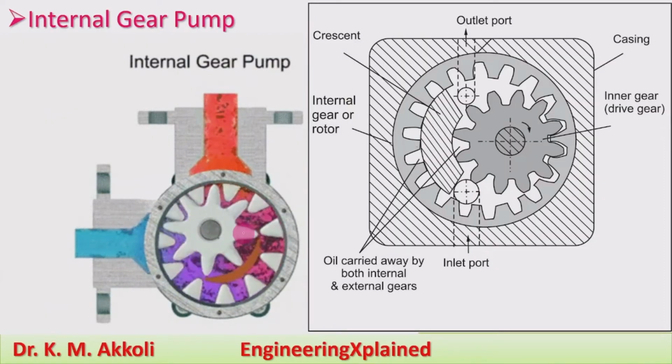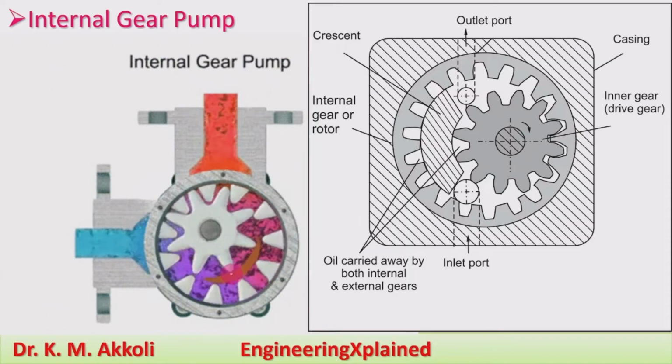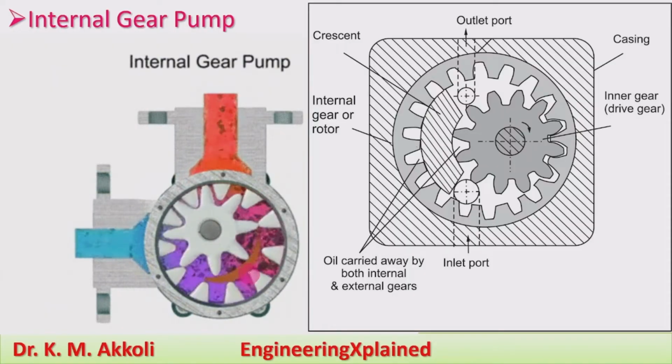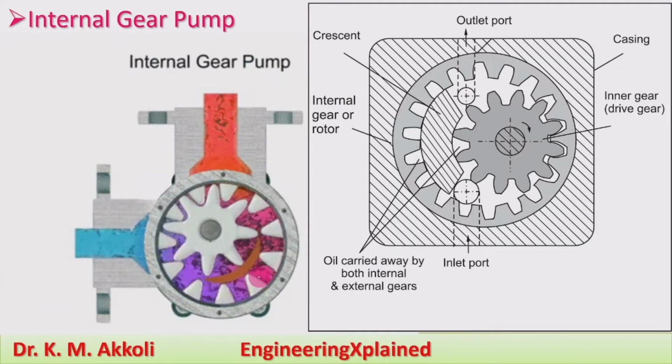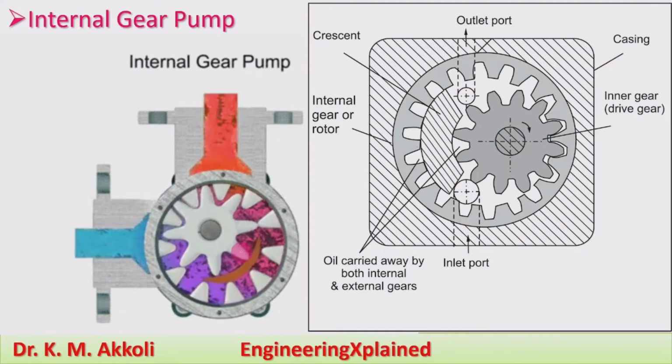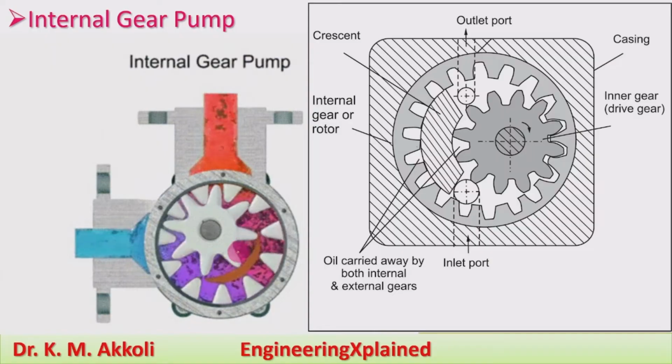Otherwise, the gears only rotate. There is no flow of the oil. And for that reason, the crescent is used here. The crescent makes the offset of the internal gear from the external gear, that is, the inside gear from the outside gear.